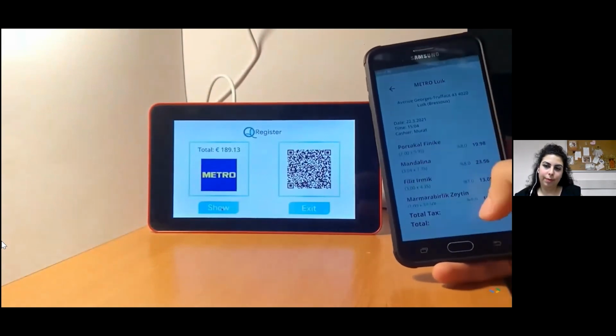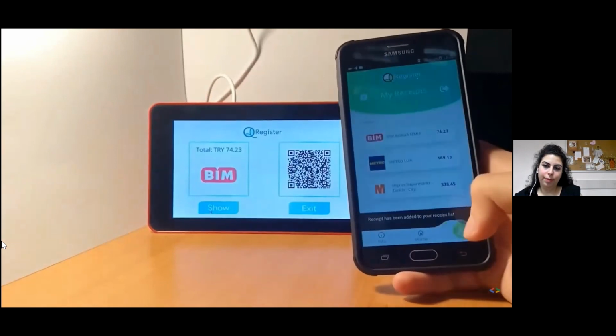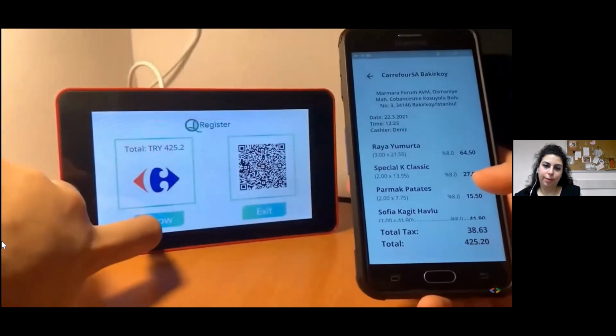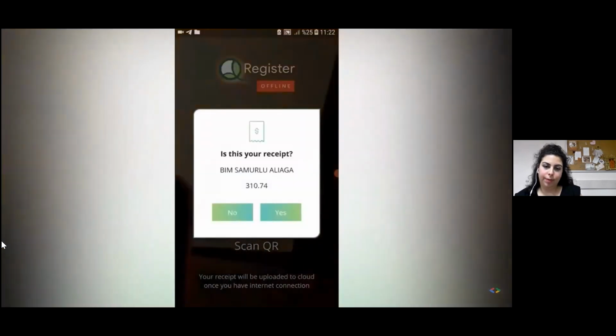After the scanning is complete, receipt details will be on the profile page, listed by dates and labeled with supermarket icons for glancing through quickly. The swipe action archives receipts for easy access. QRegister continues functioning successfully in offline mode.